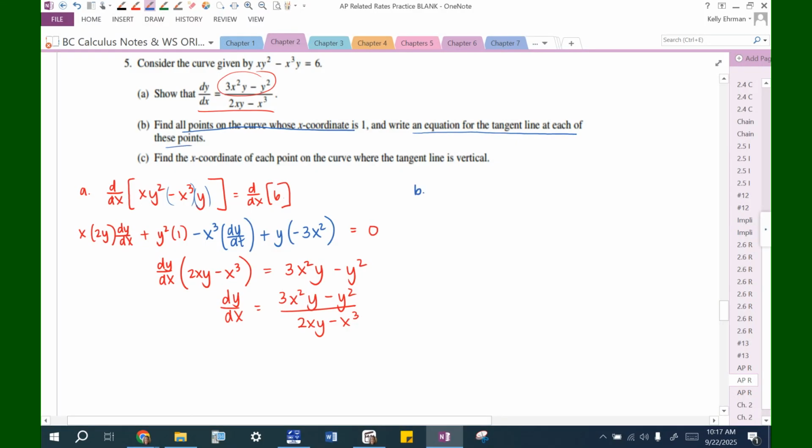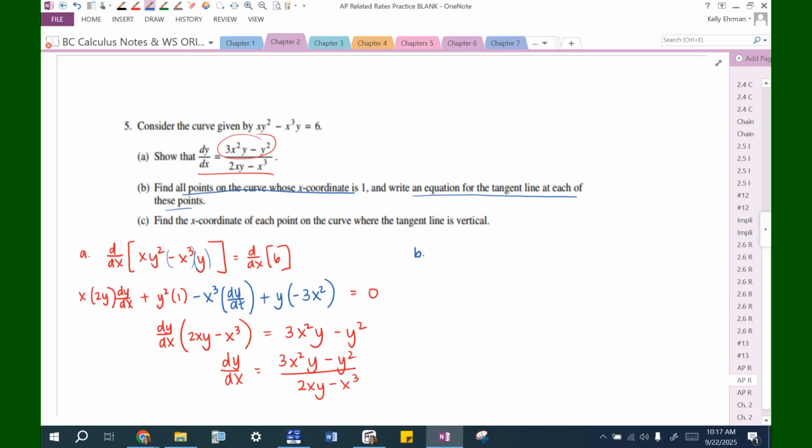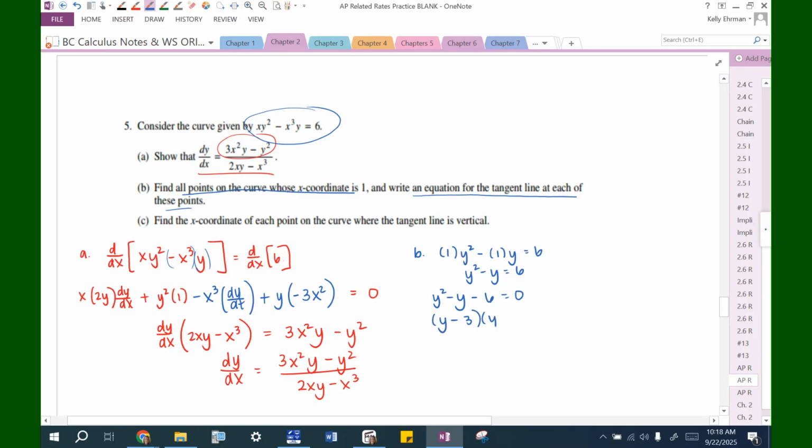So points on the curve where x is 1, it means we should be plugging 1 back in for x into the curve. So 1 times y squared minus 1 times y equals 6. So that's just y squared minus y equals 6. How do I solve that? I get this quadratic equal to 0. Easy little factoring problem, y minus 3, y plus 2. I get y equals positive 3 or negative 2.